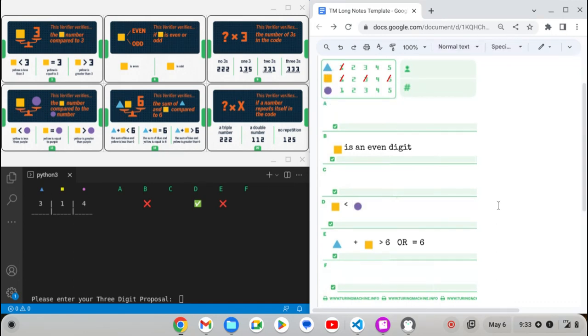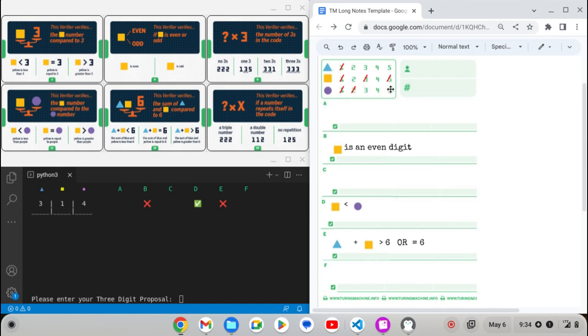So square is less than circle. Are there any possibilities that I can eliminate? Well, I believe I can eliminate 1 for circle, since the smallest square is 2. That means I can eliminate 1 and also 2. I need circle to be greater, so since the smallest possibility for square is 2, all my circles have to be bigger than 2.